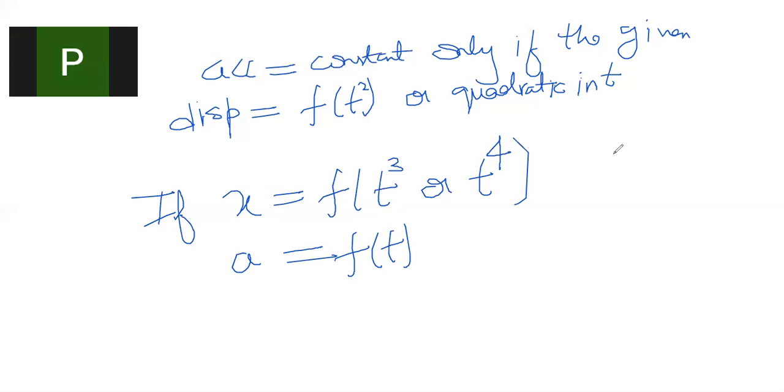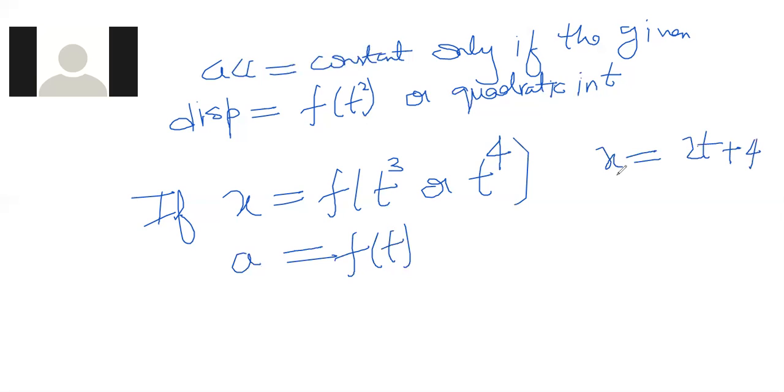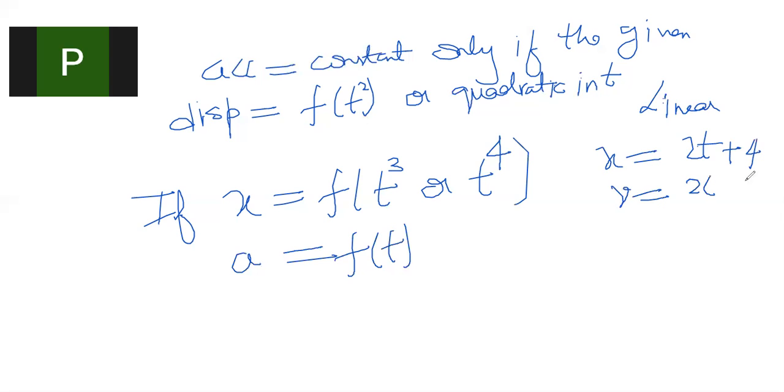And what would happen if t is power 1, the highest derivative is 1? Displacement is only having 2t plus 4. Very good question. If displacement is lower than quadratic, it's a linear equation. Then what would happen to velocity? It will be 2 into 1 plus 0, plus 0. So velocity itself has become a constant. Then what will be the acceleration?